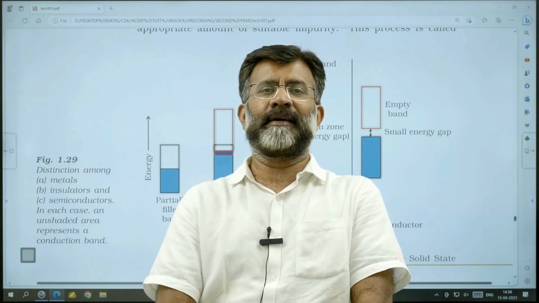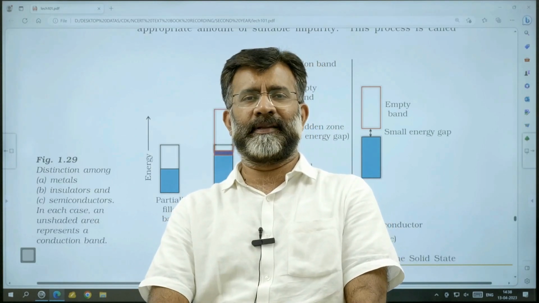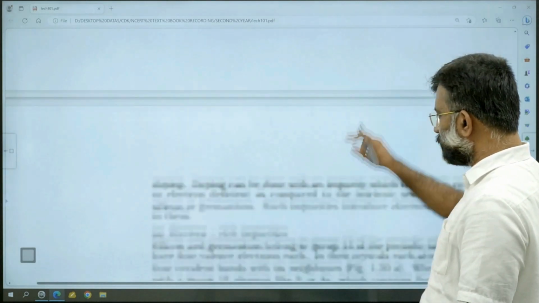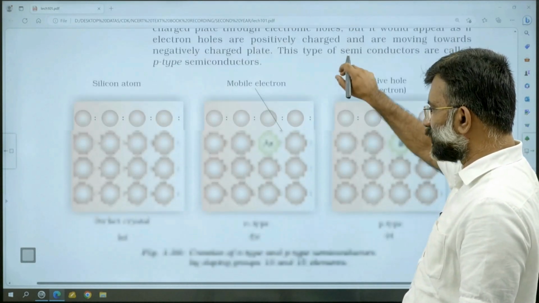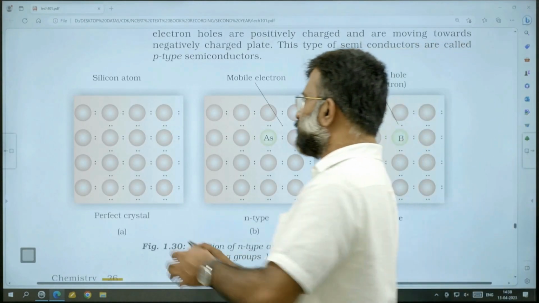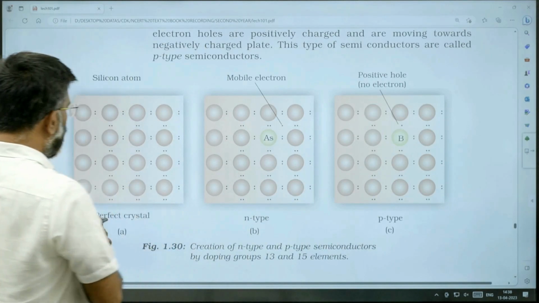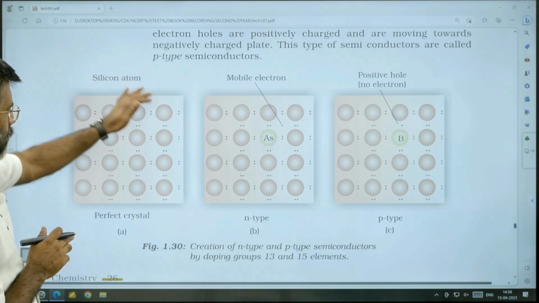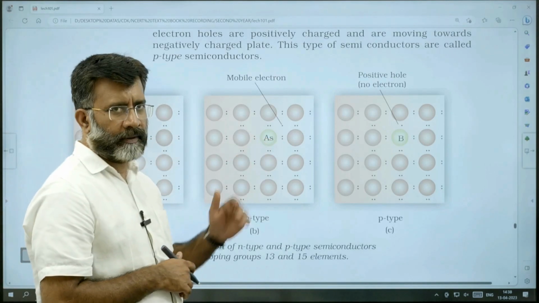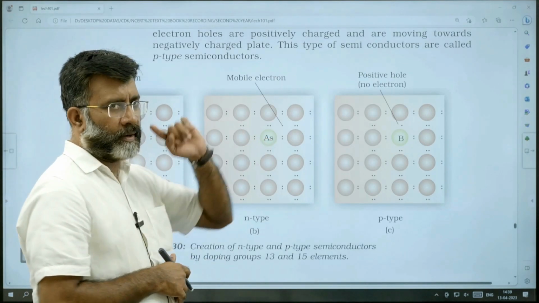And in semiconductors, we improve the electrical conductivity by the doping process. Hope you heard about the doping process. You are learning that in physics and all. This is a doping process demonstrated in the NCERT. This is a perfect silicon atom having 4 valence electrons distributed in a perfect crystal, and that is doped with a higher group impurity like arsenic from group 15.